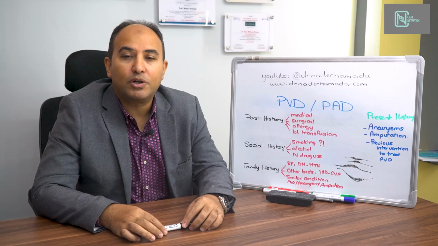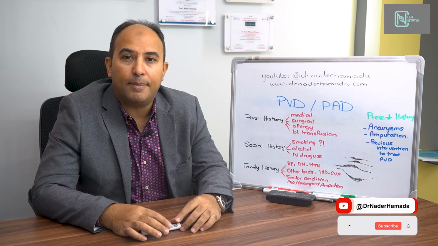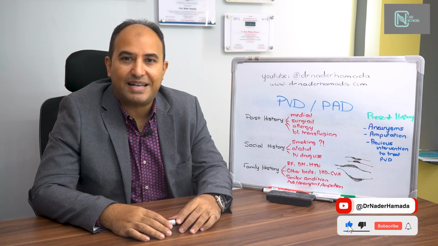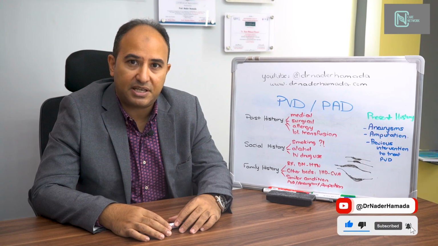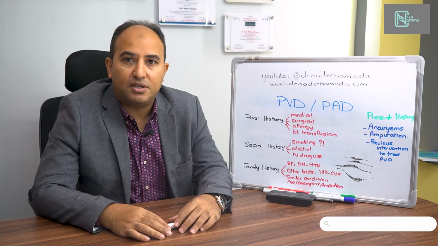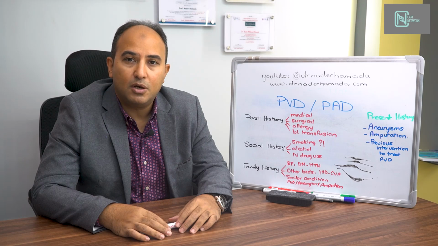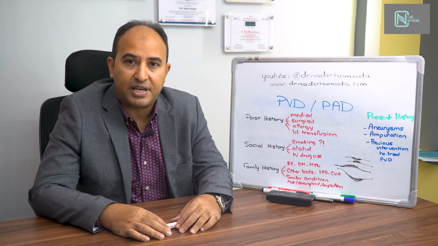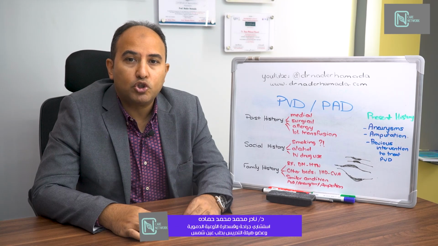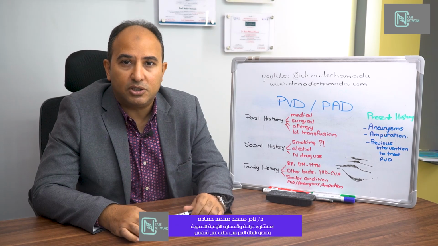Good evening. We will continue talking about how to take a history for a peripheral vascular disease or peripheral arterial disease case. We have discussed in the previous videos how to take the history, the personal history, and how to analyze the main symptoms, which are intermittent claudication, rest pain, or tissue loss and gangrene. We will continue talking about the present illness today.